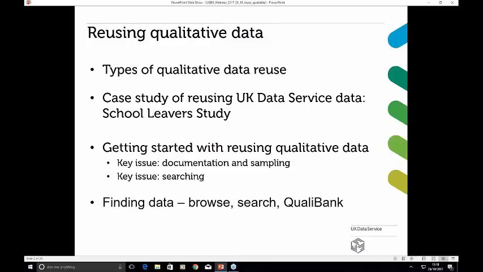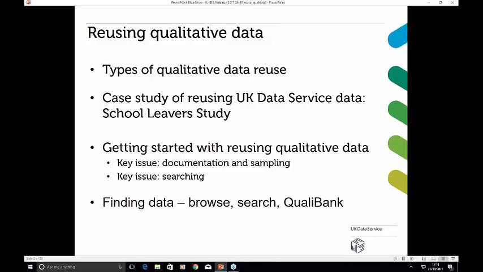Qualitative data reuse is not particularly common, but it's certainly becoming more common. The UK Data Service is expanding its qualitative collection and offering that data in a much more accessible way than it's been able to in the past. You can now download a lot of our qualitative datasets, which wasn't always the case, particularly when we got things in that were paper-based.